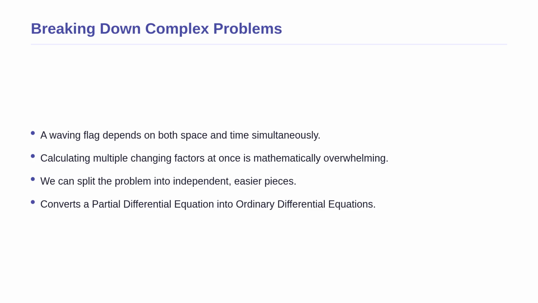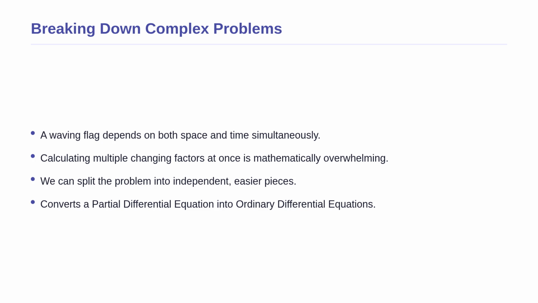To understand why this method matters, imagine trying to describe a flag waving in the wind. Its movement depends on both where you look and when you look. Calculating both changing factors simultaneously is incredibly overwhelming. But what if we could split the problem? We can find one rule for the shape and a separate rule for the flapping speed. This is exactly what our method does. It takes a complicated partial differential equation and breaks it down into simpler ordinary differential equations that are much easier to solve.